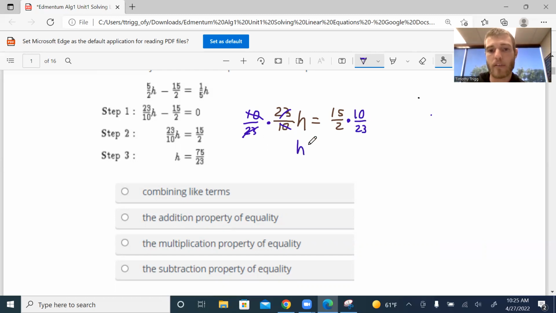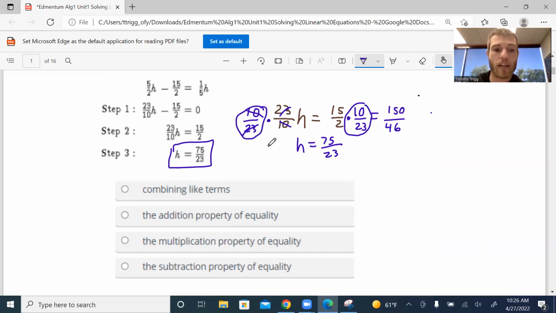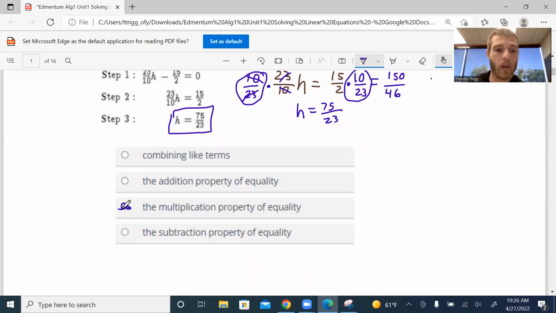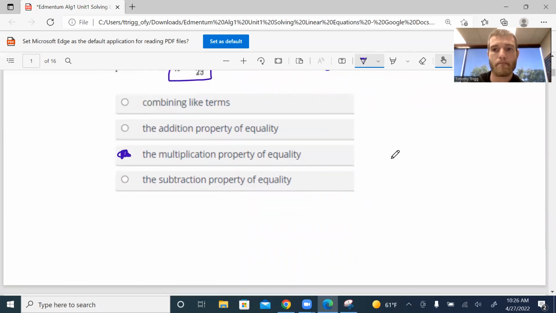This will give us h by itself equals, and you get 75 over 23 after you reduce. So this would give you 15 times 10, which is 150. 2 times 23, which is 46. But this reduces down. You can divide both these by 2, giving us 75 over 23. Okay, so basically they multiplied by 10/23 on both sides of the equation. So that's the multiplication property of equality.